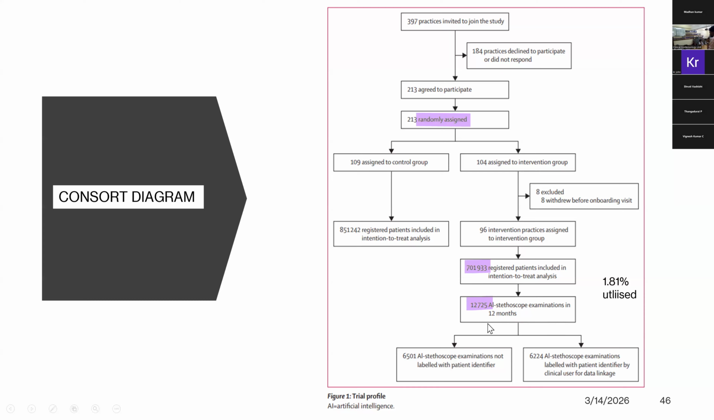And even among 12,725 participants, only 6,500 of them had a clearly labeled patient identifier, whereas 6,224 of them, which is half of them, did not have a patient identifier with them. So they have reached their assumed sample size of 6,000 participants. And it is more than the cluster that we had calculated in our sample size calculation, which was adequate.